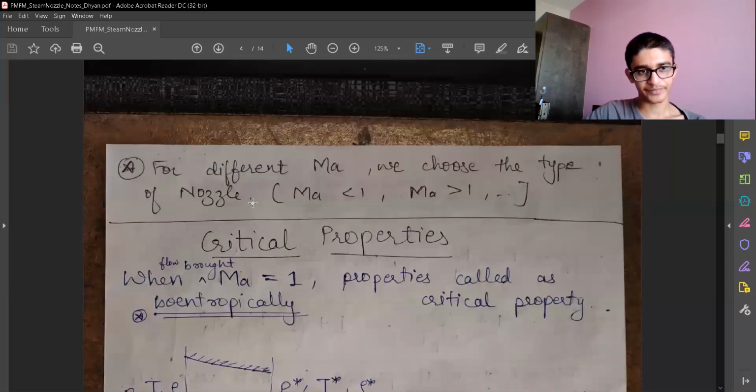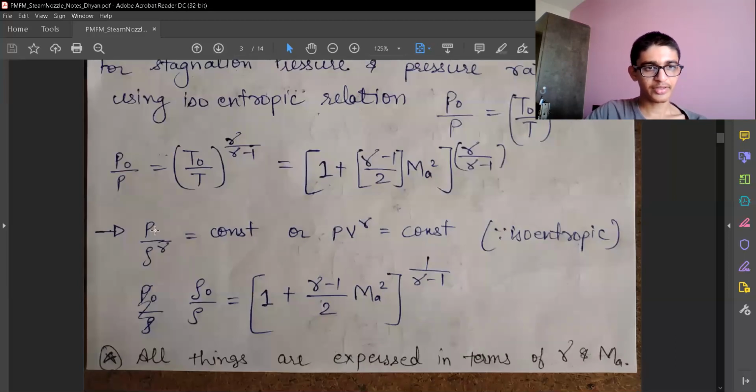in terms of gamma and Mach number again. And we know that pressure by density raised to gamma is equal to constant. This is not directly intuitive, but this is intuitive: for an isentropic process, we know P V raised to gamma is constant. So when we change the specific volume to density, the density comes into the denominator. So we can again have a new relation for the stagnation density to actual density as a function of gamma and Mach number. So we have expressed the temperature ratio, pressure ratio, and density ratio in terms of gamma and Mach number.